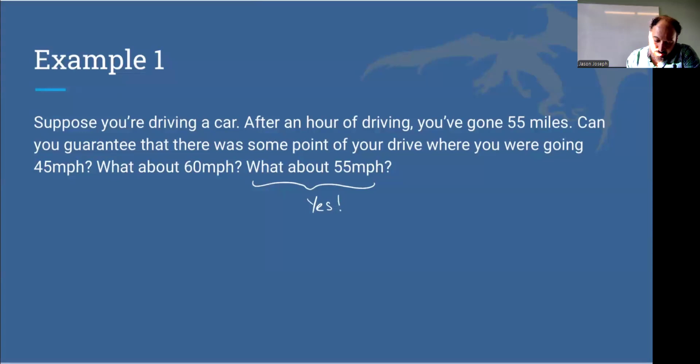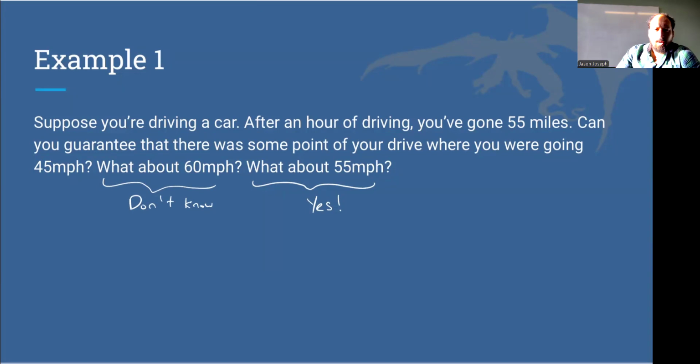Okay, so what about 60 miles an hour? This we don't know. Or in other words, no, we cannot guarantee there was a time we were going 60 miles an hour because we could have been going 55 the whole time, for example. Never went any faster than 55.